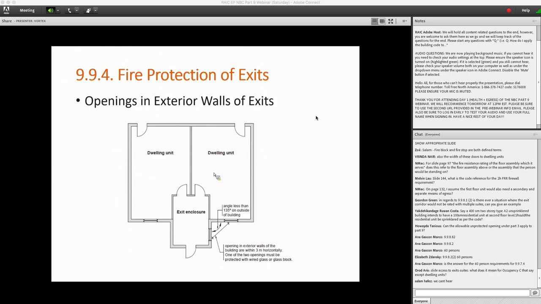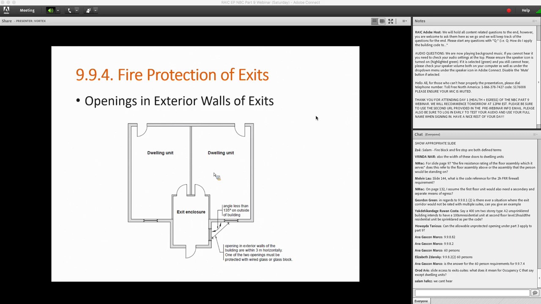So the code allows you to have one exit stair serving a floor area above the ground floor level to discharge, or below the ground floor level to discharge through a lobby. So, for instance, if on the second floor level we have 2 exits, we cannot have both exits discharging through the lobby, so that is one. Only one of them is permitted to discharge through a lobby.